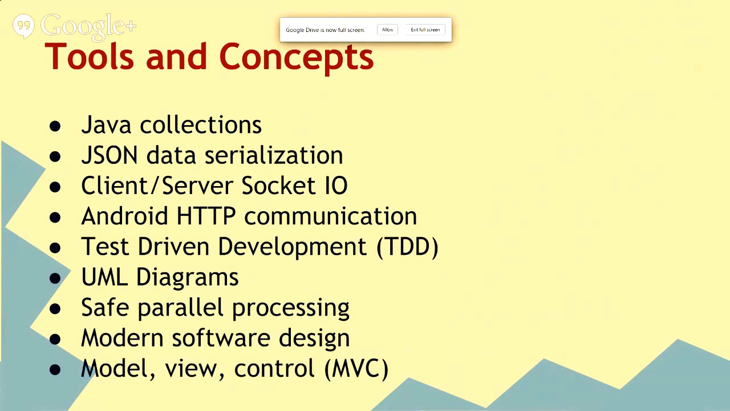We will create UML diagrams as we begin the process, and some of those will be the class, sequence, state, and use case diagrams. There'll be safe parallel processing, and at this point, I'm not sure how many will be processed at the same time. That has yet to be determined. We'll also use modern software design, and last but not least, we'll use the model view control pattern, and I'm very familiar with that, so using that for this application shouldn't be a problem at all.